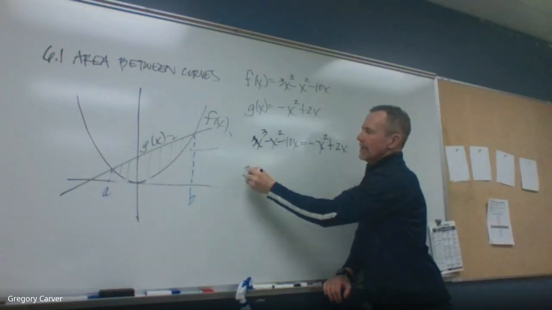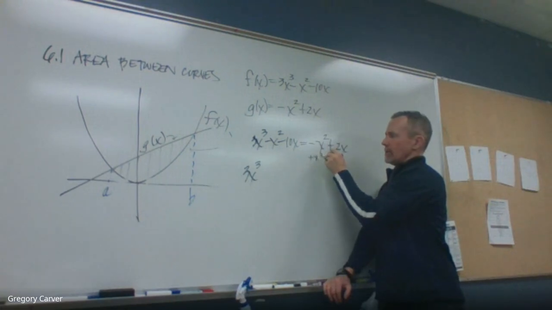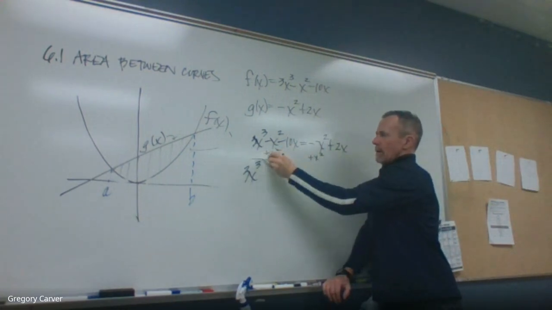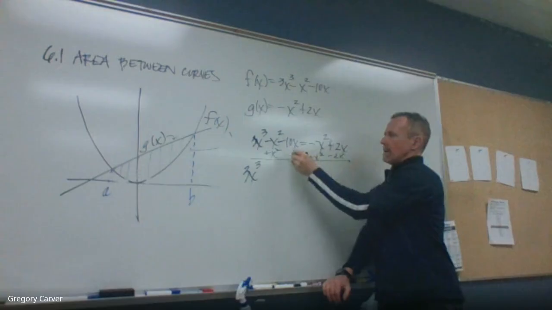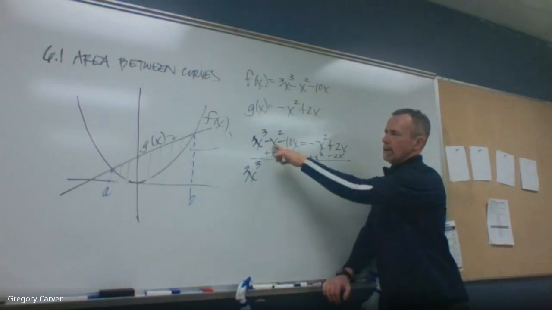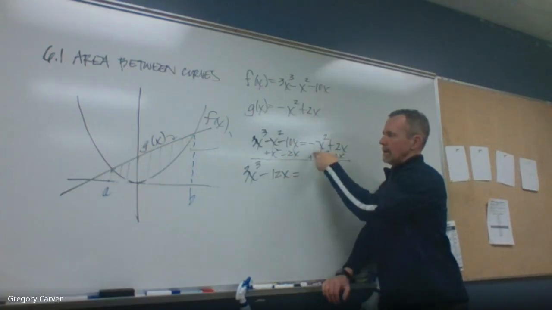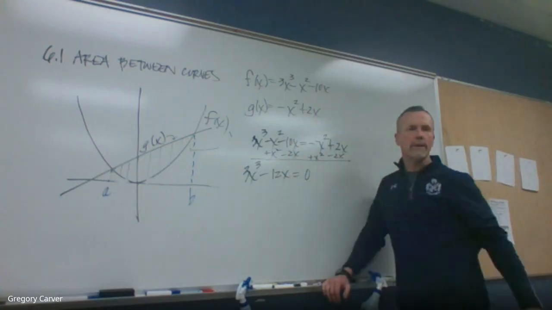Good. So this is going to be 3x cubed. Here's what I'm going to do. I'm going to add x squared to both sides, and I'm also going to take away 2x. Let's do it all together. These go away. I get negative 12x. This cancels, that cancels, I just have 0 over there.